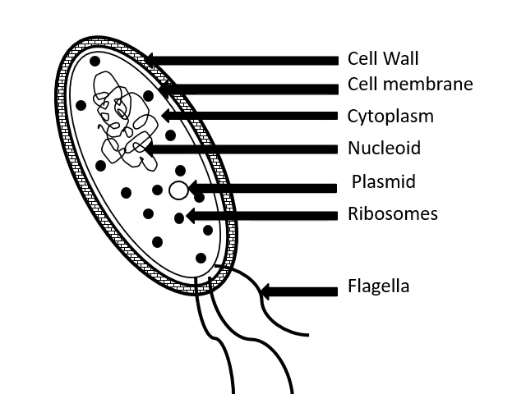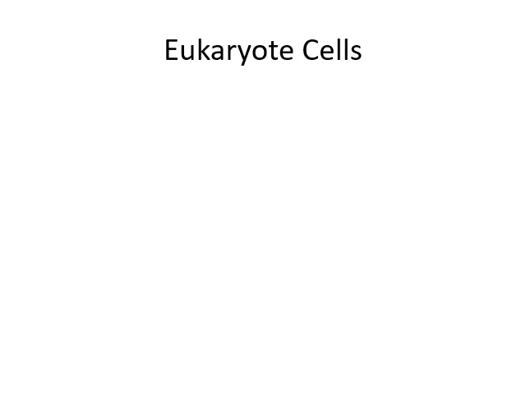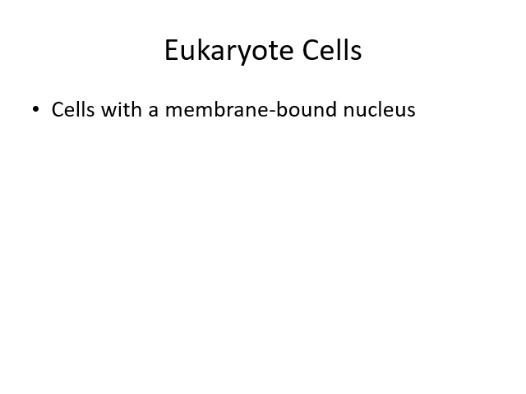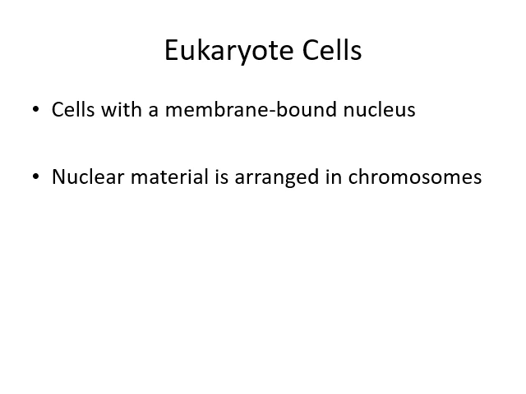Alrighty, so the next cell we're going to look at here are our eukaryotic cells. Our eukaryote cells, like we said earlier, are cells with a membrane-bound nucleus. So the nuclear material is found in a nice little package with a membrane around the outside. The nuclear material is arranged in chromosomes. You'll hear people talk about chromosomes. That's the genetic material, which is DNA, arranged into nice little groups of chromosomes.